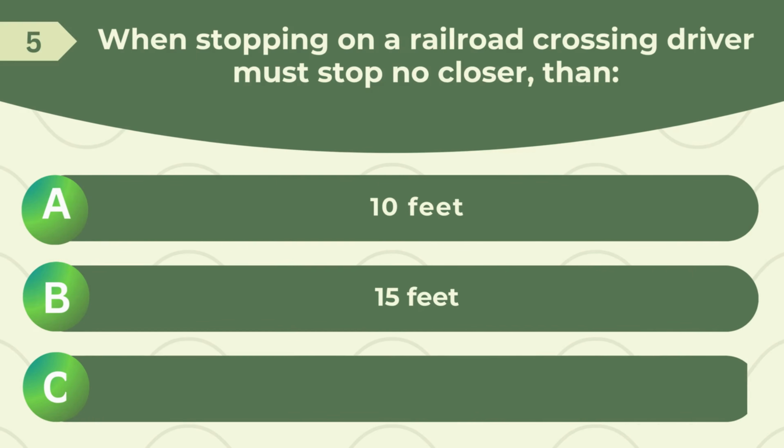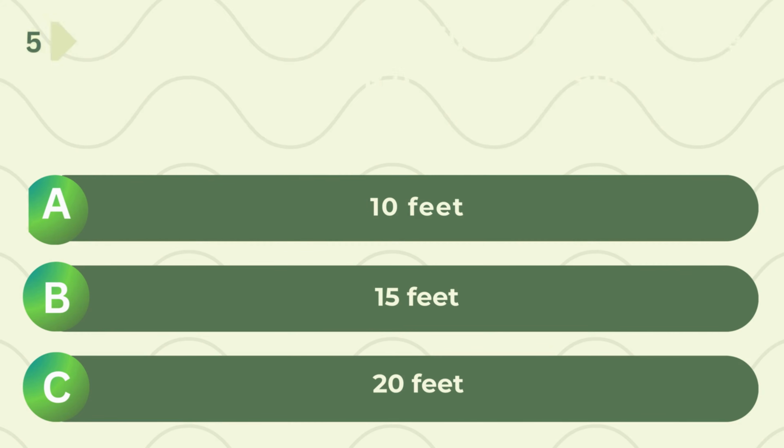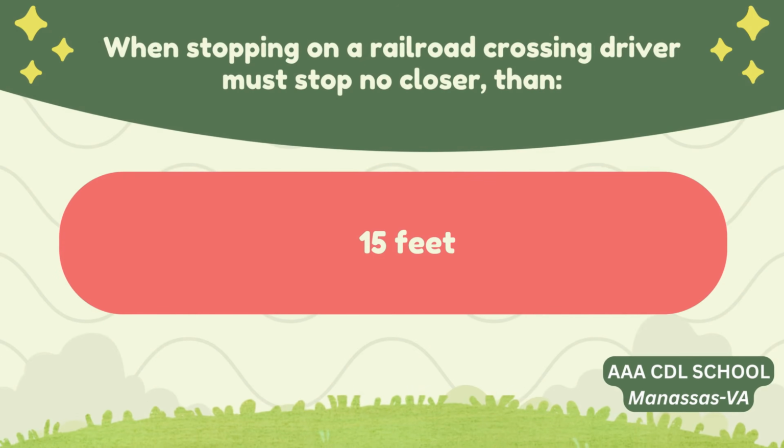When stopping at a railroad crossing, the driver must stop no closer than: A. 10 feet. B. 15 feet. C. 20 feet. Correct answer: 15 feet.